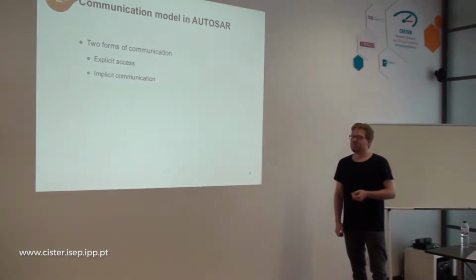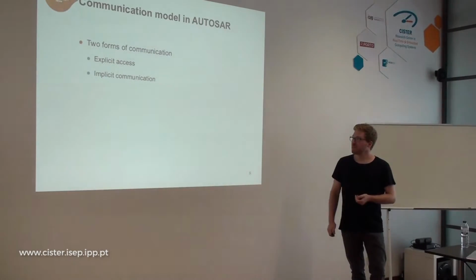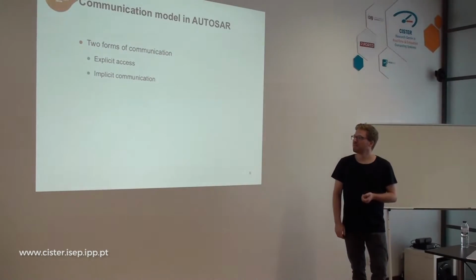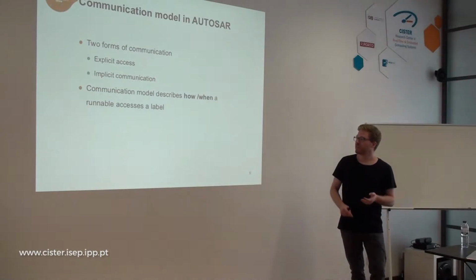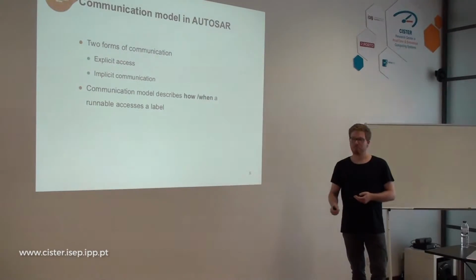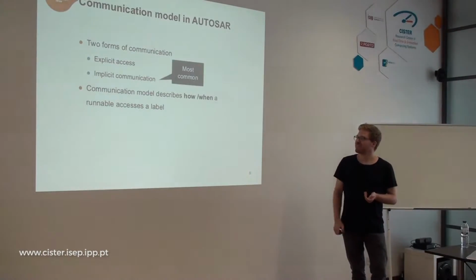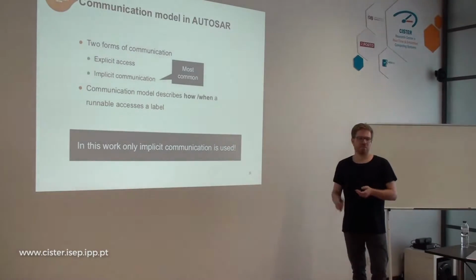Then in AutoStar, I already mentioned that we're communicating via shared variables, but there are actually two different kinds of mechanisms defined in the standard. On one hand we have explicit access, and on the other hand implicit access. Both communication forms describe how and when a runnable accesses a label during its execution. While both are valid, implicit communication is most used in control applications, so in this work we only focus on implicit communication.